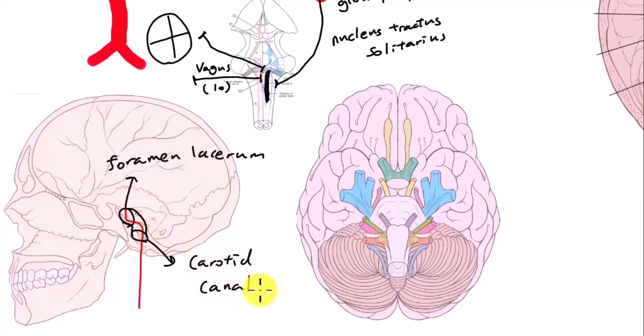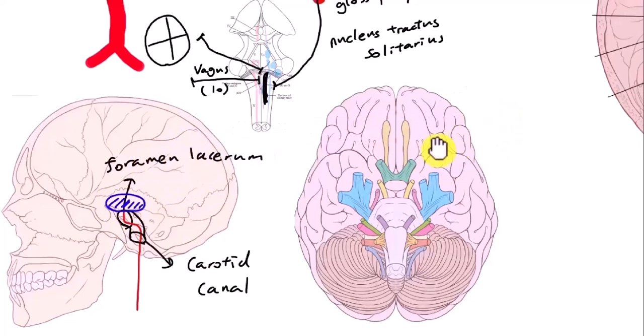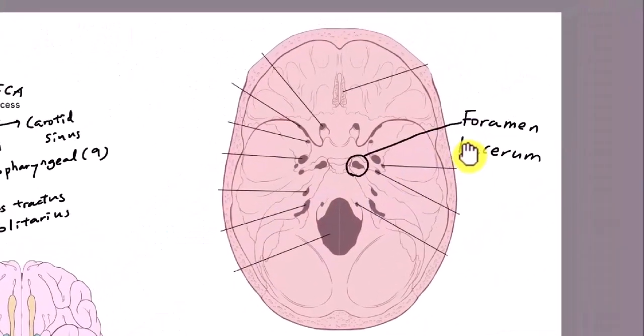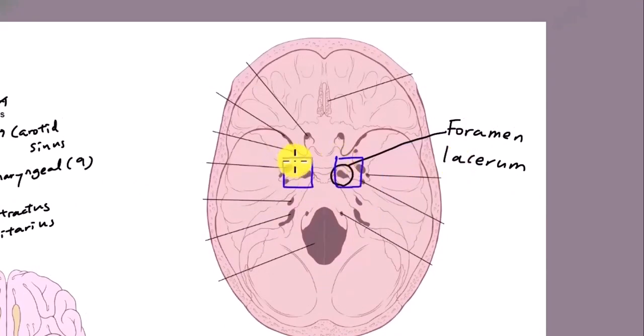Once it enters the cranial cavity through foramen lacerum, the internal carotid artery meets and pierces a dural venous sinus called the cavernous sinus. It's a pool of venous blood in a sac, so it looks kind of like this, a pool of venous blood. The cavernous sinus resides on both sides, right next to where the pituitary gland sits.